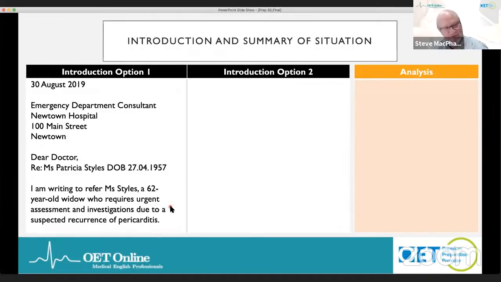So that's great. We know who the patient is. You know, they're a widow. We've got their age. And we know that they need urgent assessment and investigation. So our purpose is there. And we also know why: a suspected recurrence of pericarditis. Now that's come from the case notes, everyone. I think the case notes said relapse. This writer's used the synonym recurrence.